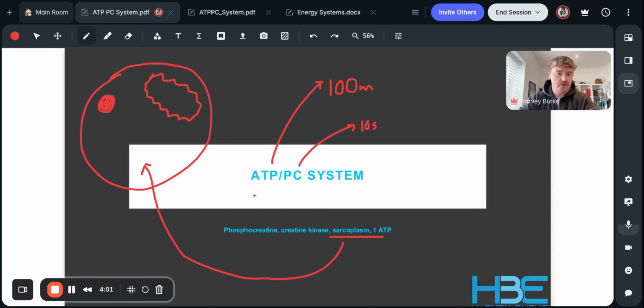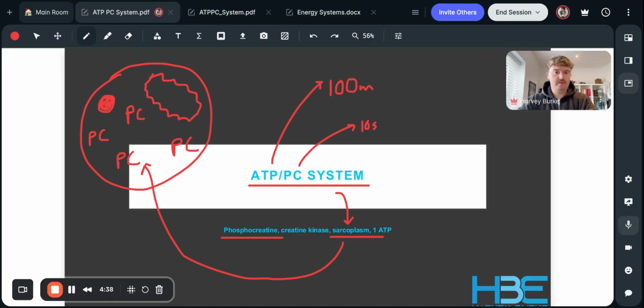You can either write that the ATP-PC system happens in the sarcoplasm, which is what I'd personally do, or you could put it happens in the cytoplasm of a muscle cell. You just have to write a bit more, so it's a bit pointless. You may as well just put sarcoplasm. So the ATP-PC system is happening in the sarcoplasm. And the PC stands for phosphocreatine. You store phosphocreatine in the sarcoplasm as well, so all of your phosphocreatine stores are found in the sarcoplasm of your muscle cells.